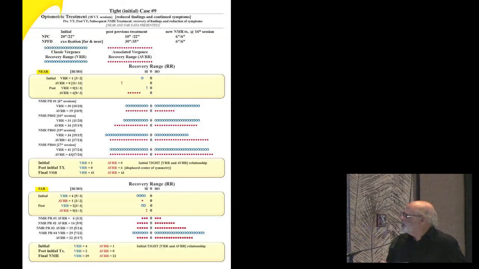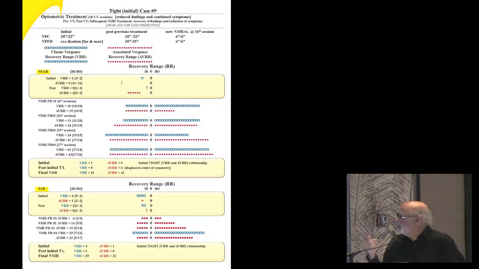So it went from a spread of 6/1, 16 sessions later, 17, whatever it was, comes back 6/0, post-treatment, 43/41. Look at how it was at far. This was not a paradoxical eso at far and convergence deficiency here. He was divergent, exo disparity, exo at distance as well.